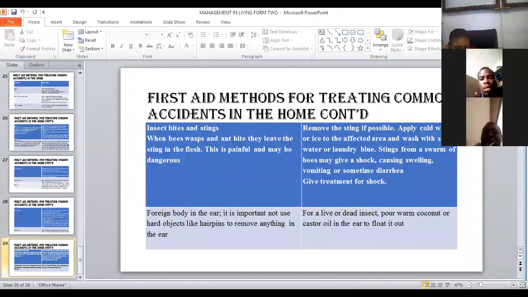Madam, what if you don't have coconut oil? Can't you use another thing? They said you can also use custard oil, but I think if you have even olive oil, you can use it, and it will make the substance in the ear float out. It will make it float out.